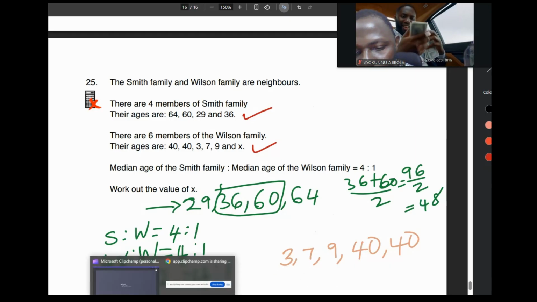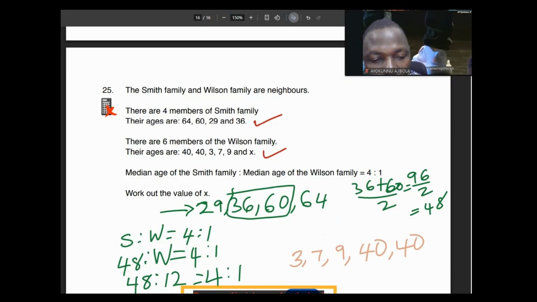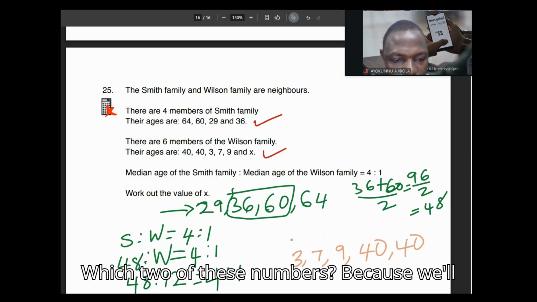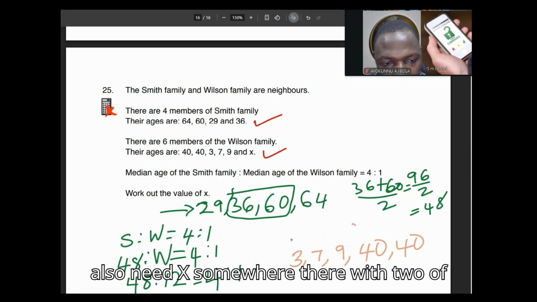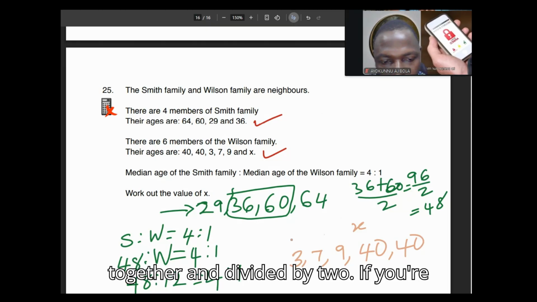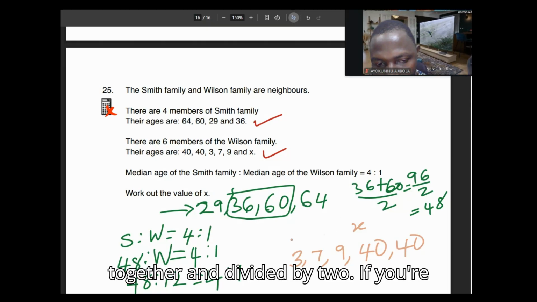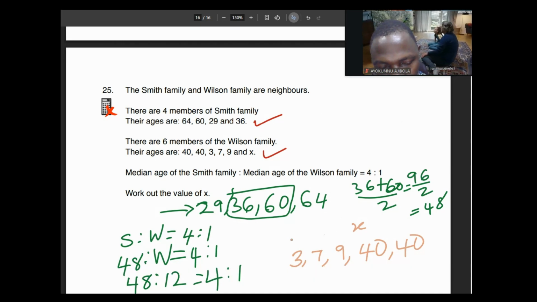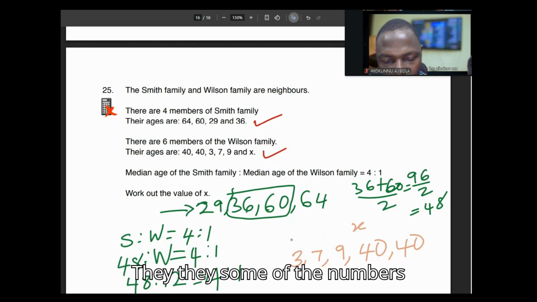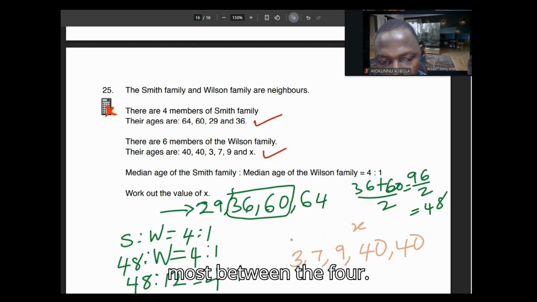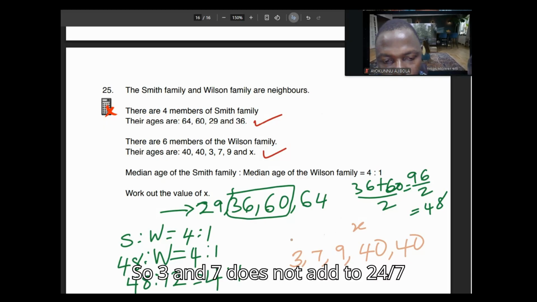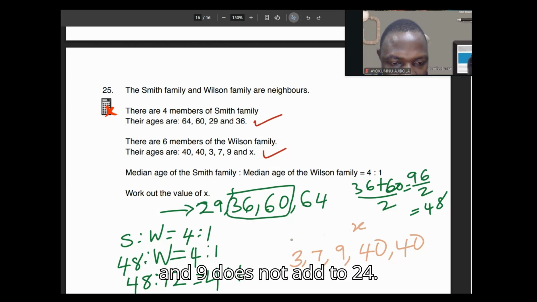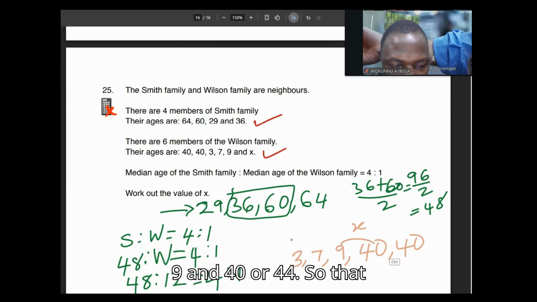Hold on a bit. What we're going to check is which two of these numbers, because we also need x somewhere there, are going to be added together and divided by 2. If you add two numbers together and divide by 2 to get 12, then the sum of the numbers must be 24. So 3 and 7 does not add to 24. 7 and 9 does not add to 24. 9 and 40 is 49.